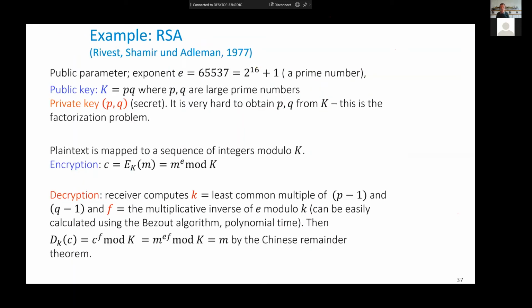Here is an example, which is perhaps today the most widely used system. It's called RSA, by the names of the three authors who are given here. It is also based on finite fields and modular arithmetic. The public key is equal to a pair of two prime numbers multiplied together. Sorry, the private key is the pair of the two prime numbers, and the public key is the product of the two here.